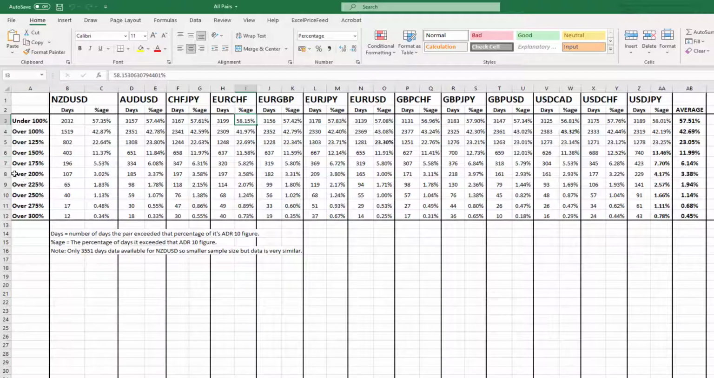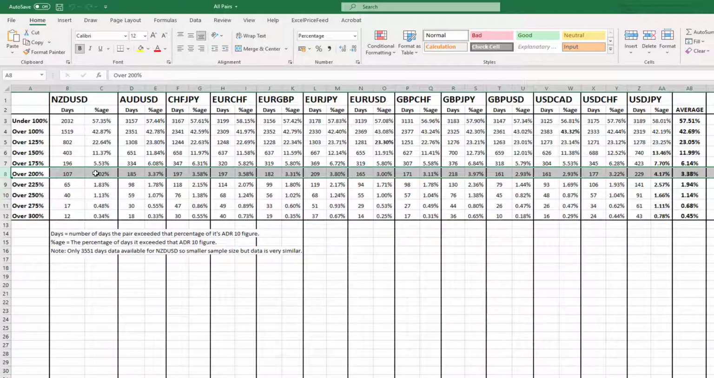And the same when we get up to the 200 levels: 3%, 3.3, 3.5, 3.5, 3.1. US dollar yen a little bit more extreme at 4.17. But as you can see, they're all very, very similar. So the data is the same across most of the major forex currency pairs. So what I extrapolated from this was that all instruments move in roughly the same way.